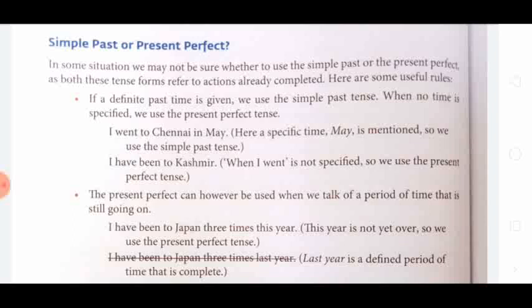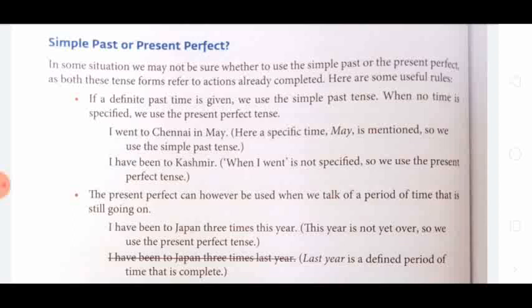Now here I am going to read, try to understand. In some situations, we may not be sure whether to use simple past or present perfect, as both these tense forms refer to an action that is already completed. Here some useful rules are. One rule: if a definite past time is given, we use the simple past tense. When no time is specified, we use present perfect tense.